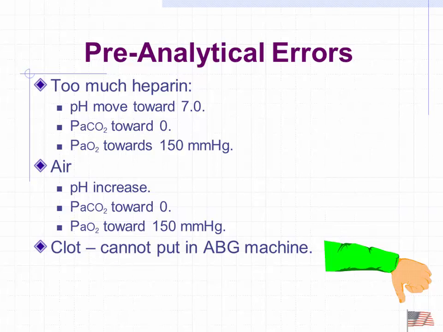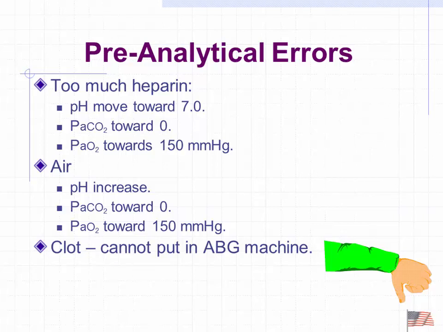Same is true with air. Although if I have air bubbles, the pH is a little bit different effect. Small air bubbles, multiple small air bubbles are worse than one big air bubble. It's better to just have one big one because the surface area is less, so there's less ability to transfer the oxygen and CO2.